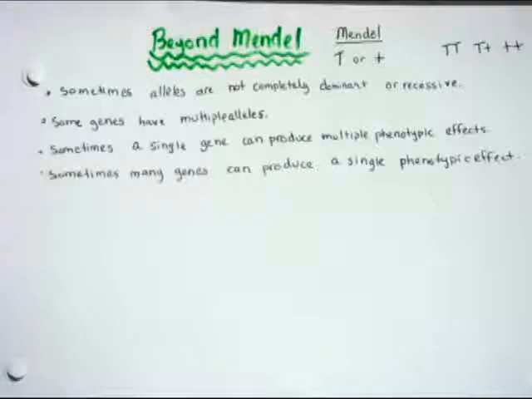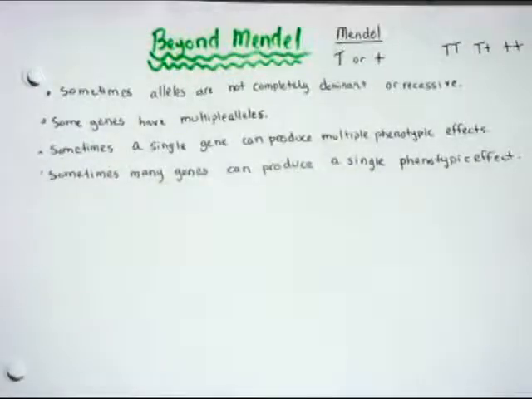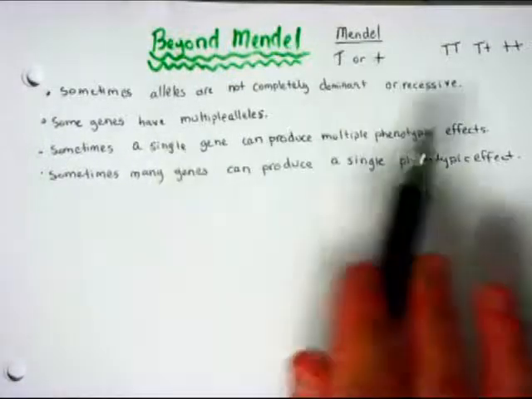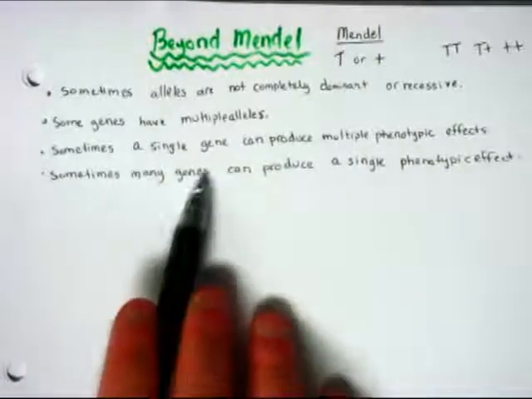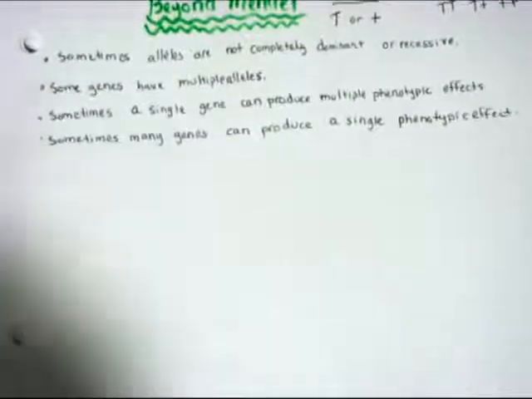The way that I'm thinking about this: sometimes a single gene can produce multiple phenotypic effects, so I always think about having one switch that can turn on lights in multiple rooms. In the case of sometimes many genes can produce a single phenotypic effect, I think about turning one light on, but you have to have a lot of switches to cause that light to come on. Right? So it's like a direct reversal. Do you have one control point resulting in many different things occurring, or do you have many control points and only one effect occurring? Makes sense? Okay. No? Yes? Okay. Then let's move on.